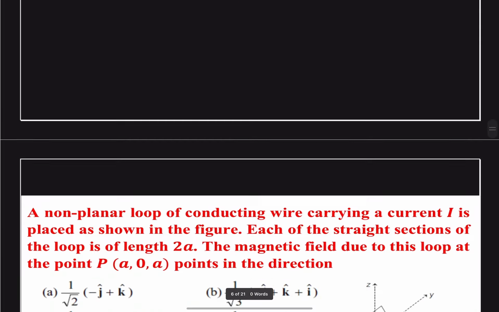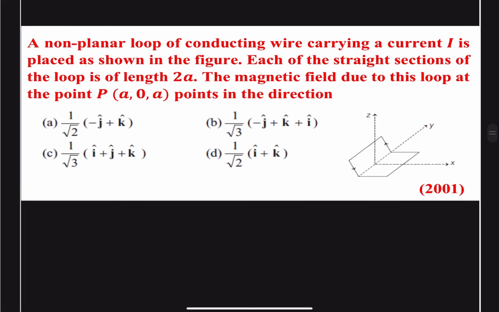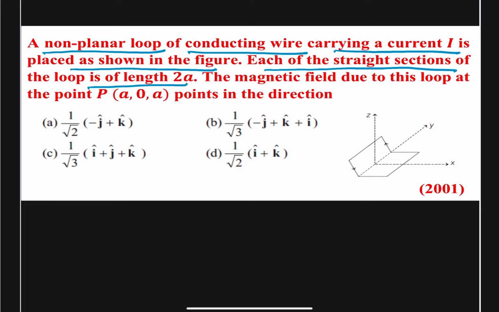Next question. This was also asked in the year 2001, and it states that a non-planar loop of conducting wire carrying a current I is placed as shown in the figure. Each of the straight sections of the loop is of length 2a. The magnetic field due to this loop at a point (a, 0, a) points in the direction. So we have to find the direction of the magnetic field.